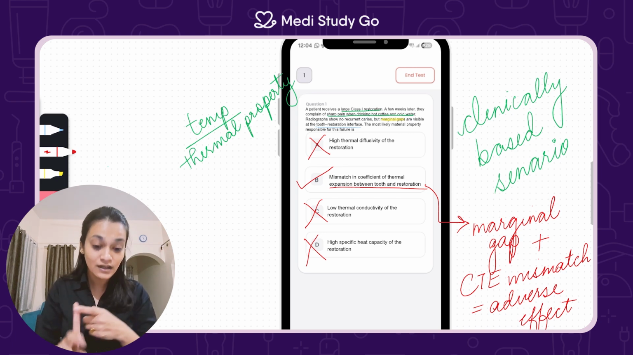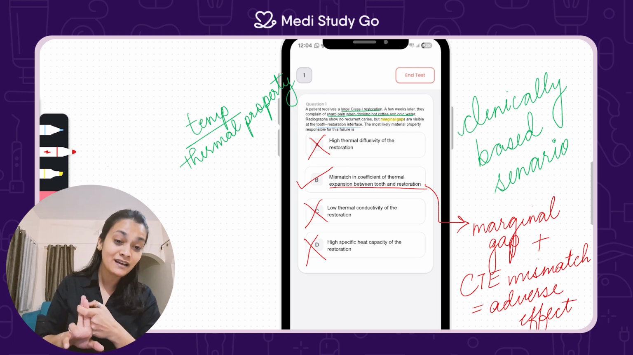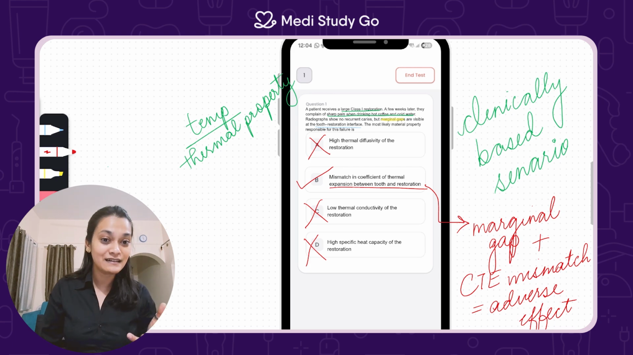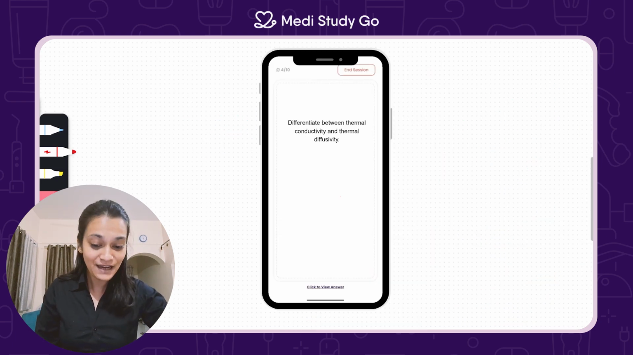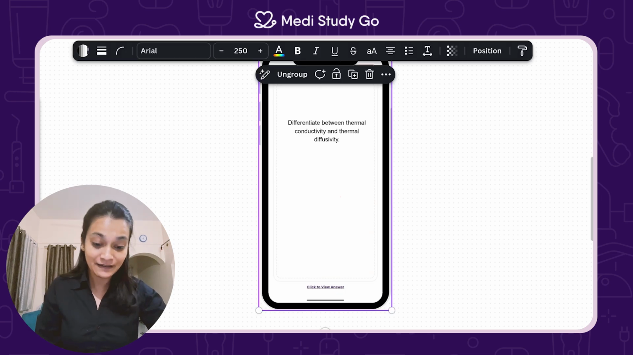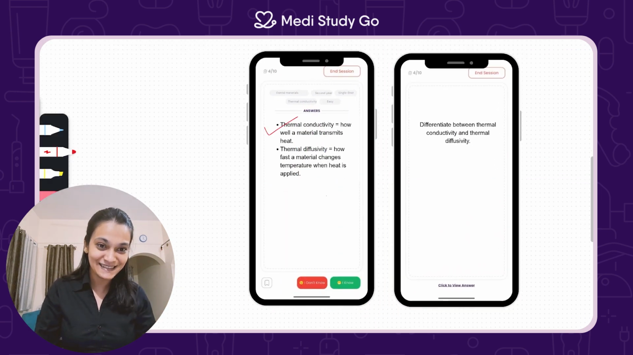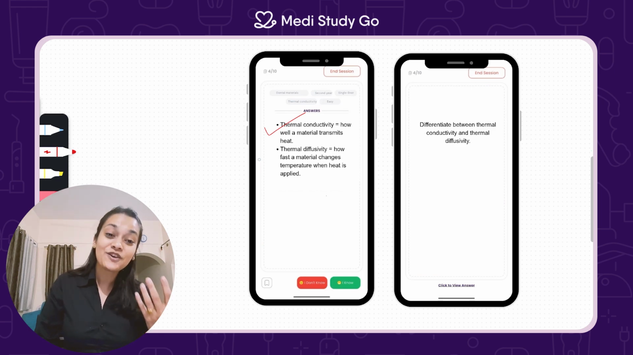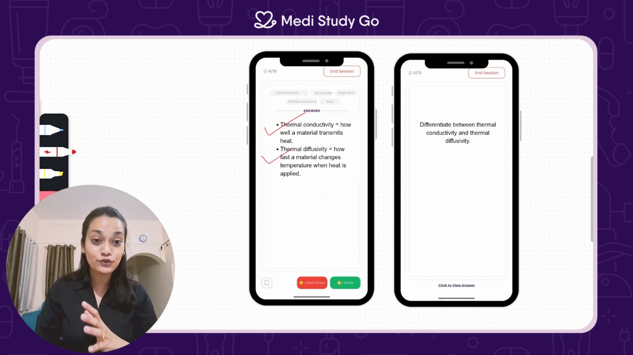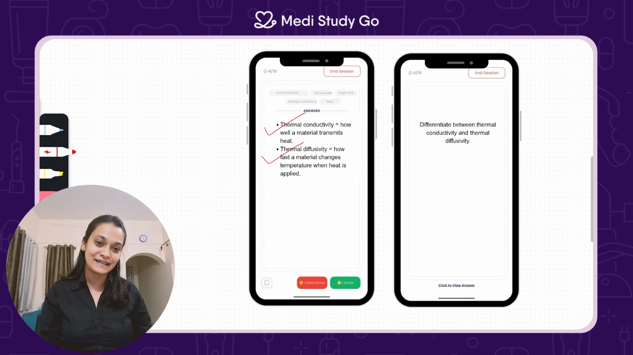Hence B is the correct answer. Marginal leakage along with mismatch in coefficient of thermal expansion led to the pain. Moving on to the flashcard: the difference between thermal conductivity and thermal diffusivity. It's very easy, right? Thermal conductivity is how well a material transmits heat, and diffusivity is the rate at which the heat is being transmitted.